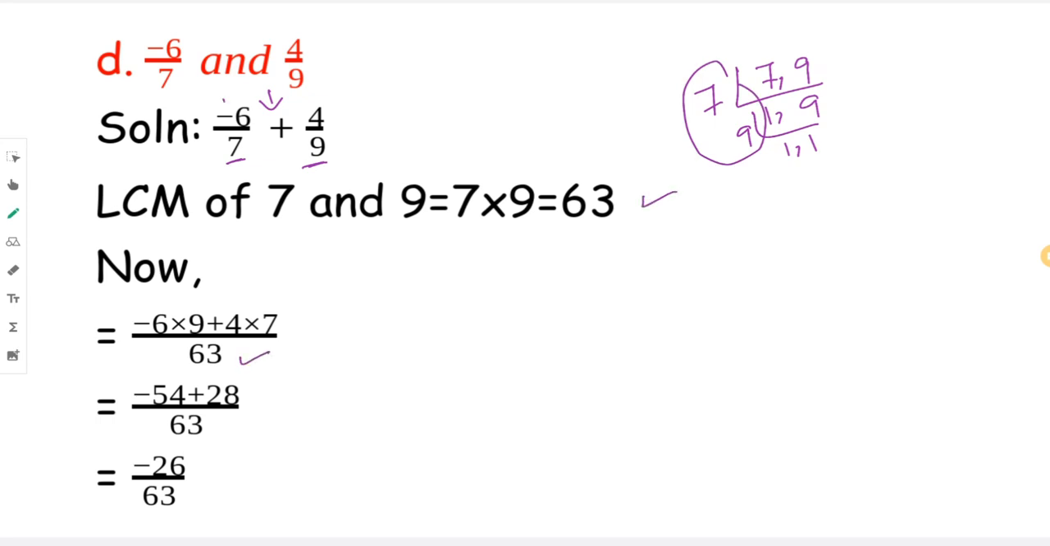What is my first numerator? Minus 6, so I've written here, right? And 7, how many times are 63? 7 9s are 63. What is my next number? Plus 4, right? So I've written plus 4. 9, how many times are 63?